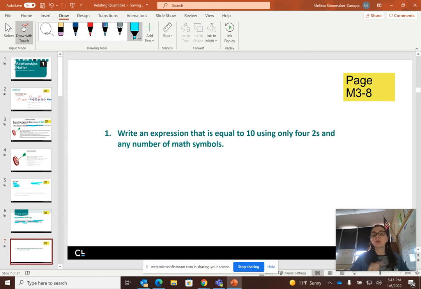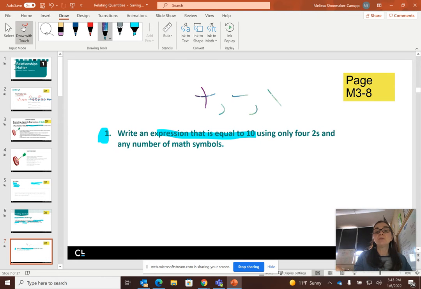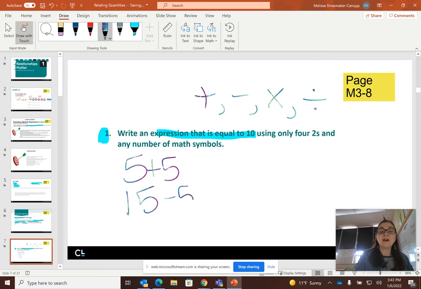Okay, so now we're going to try it. Page M3-8, number 1, write an expression that's equal to 10. Now we're not going to worry about the rest of it. I just want you to think about how can I make 10? You want to think addition, subtraction, multiplication, and division. So right away, if I'm thinking about addition, I know that 5 plus 5 is 10. That's an expression. Okay, subtraction. Well, I could think about 15 minus 5 equals 10.